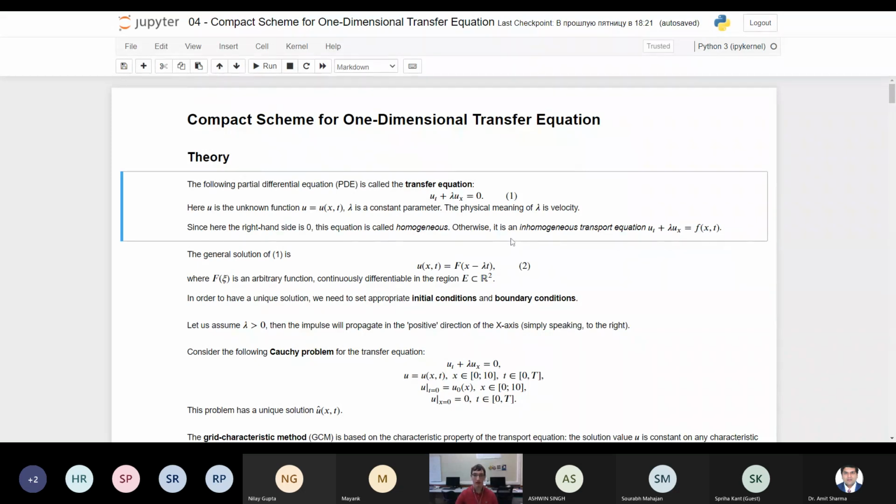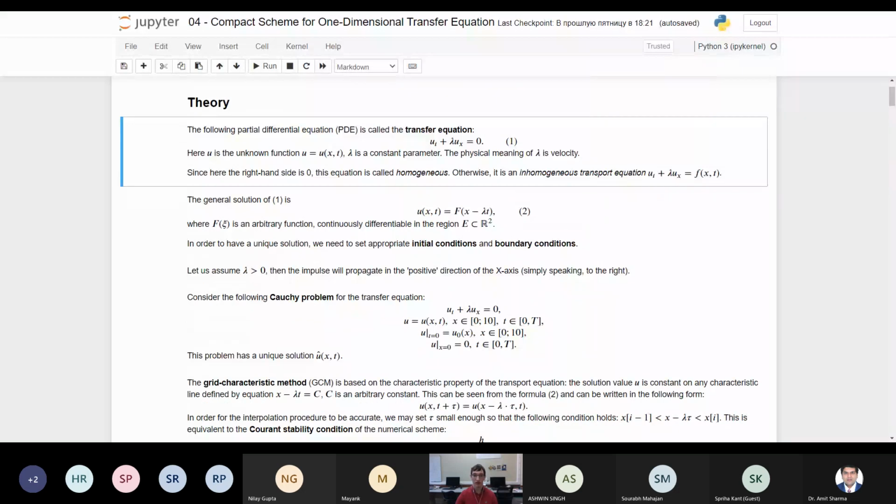We can construct a general solution of equation 1, which is of the following form: an arbitrary differentiable function f of one argument, x minus lambda t. It can be verified by just substituting this formula into equation 1 that for any continuously differentiable function f, the resulting function will satisfy this equation.